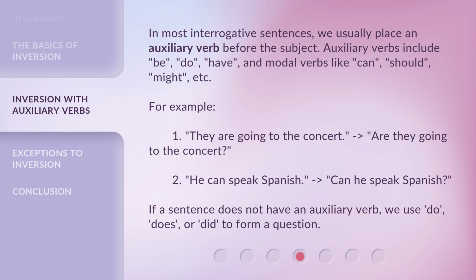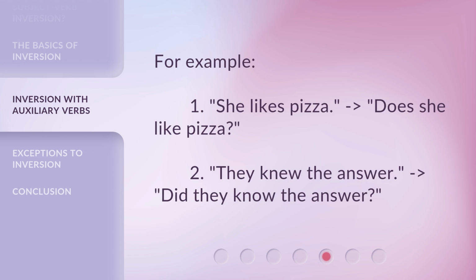If a sentence does not have an auxiliary verb, we use do, does, or did to form a question. For example, 1. She likes pizza. 2. Does she like pizza? 1. They knew the answer. 2. Did they know the answer?